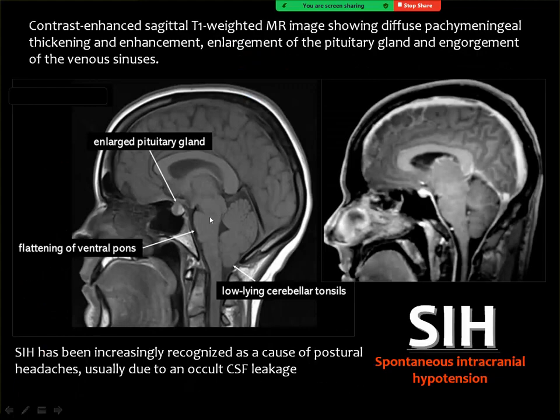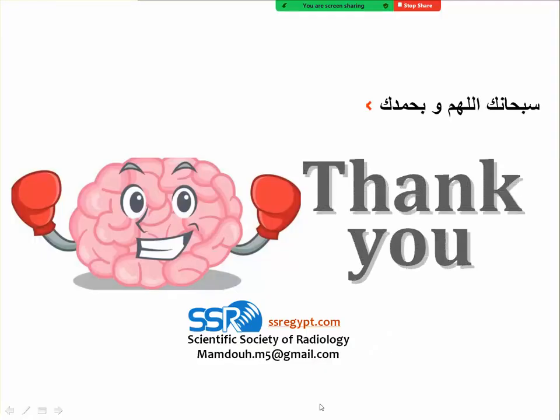And this is the prominence of the pituitary gland, and this is the flattening of the anterior aspect of the pons compared to the normal appearance. These findings support the diagnosis of spontaneous intracranial hypotension, with the distension of the venous sinuses and the enhancement of the dura, as I have said.